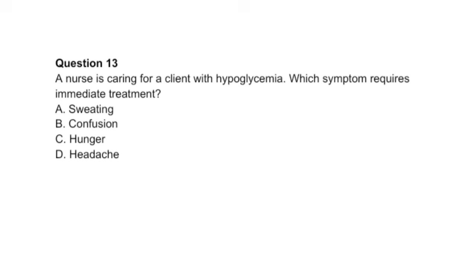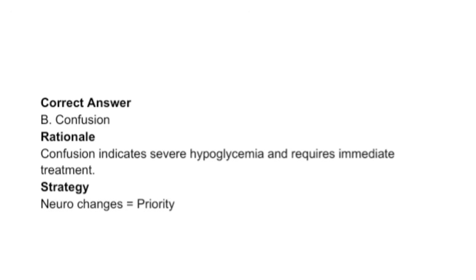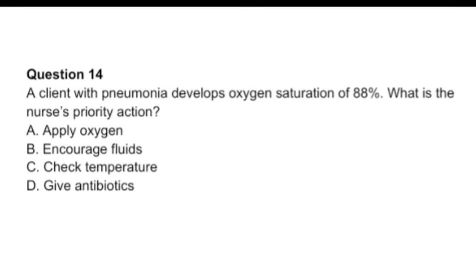Question 13. A nurse is caring for a client with hypoglycemia. Which symptom requires immediate treatment? A. Sweating. B. Confusion. C. Hunger. D. Headache. Correct answer: B. Confusion. Rationale: Confusion indicates severe hypoglycemia and requires immediate treatment. Strategy: Neuro changes equals priority.